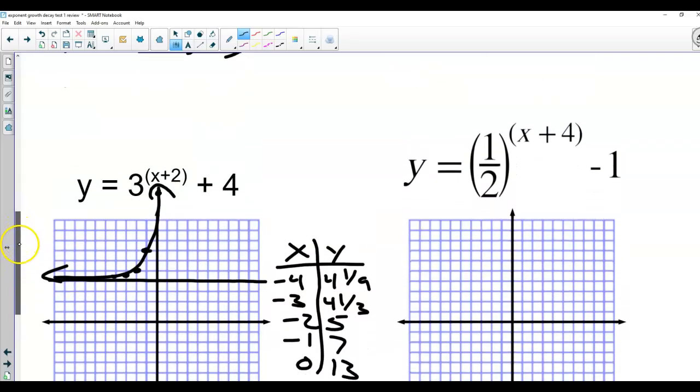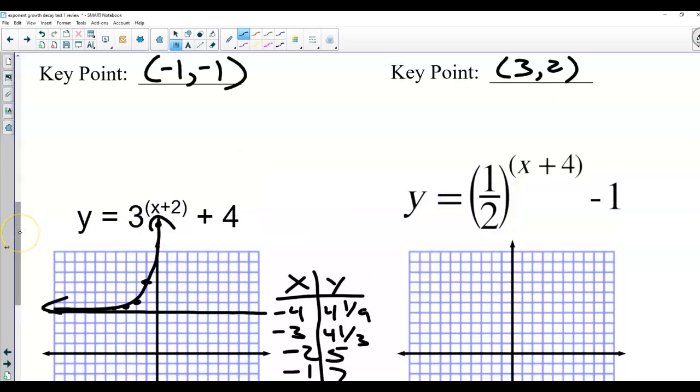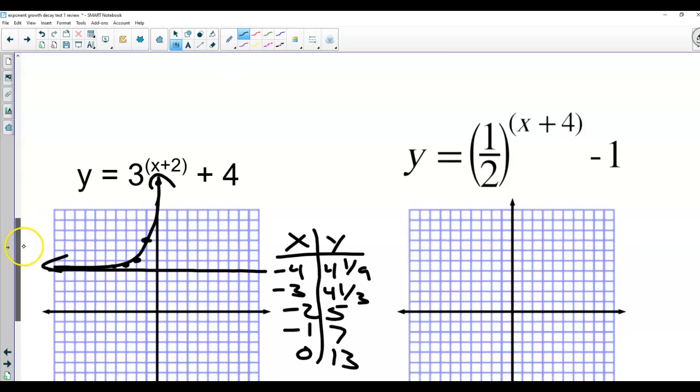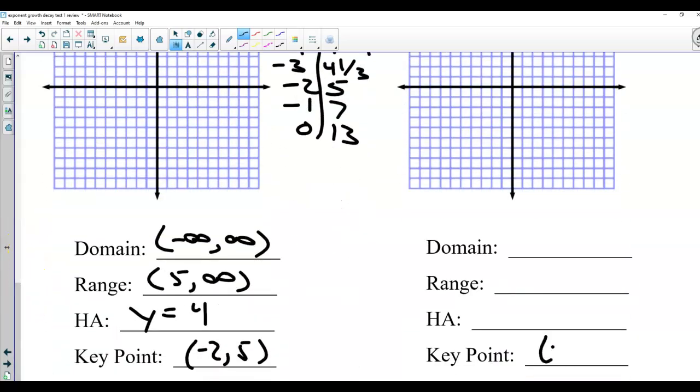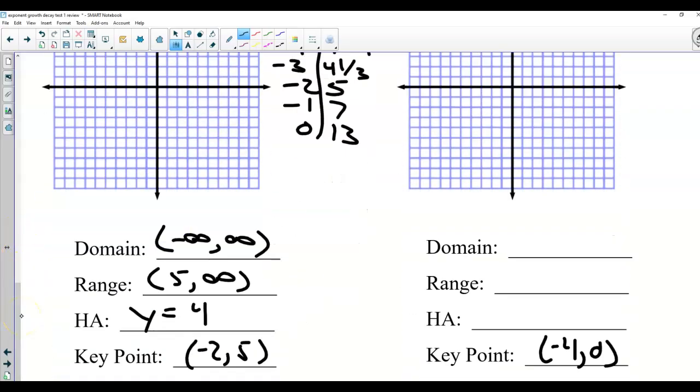Finally, negative 4 is my x-coordinate, my key point. 1/2 to the 0 is 0. I'm sorry, 1/2 to the 0 is 1. Excuse me, 1 minus 1 is 0. So the key point here is negative 4, 0. My horizontal asymptote, y equals a negative 1.